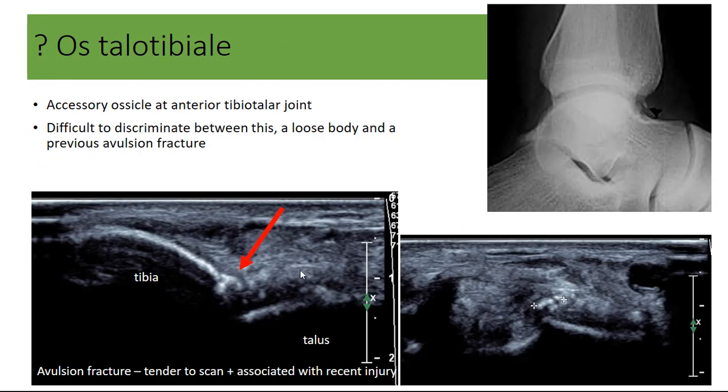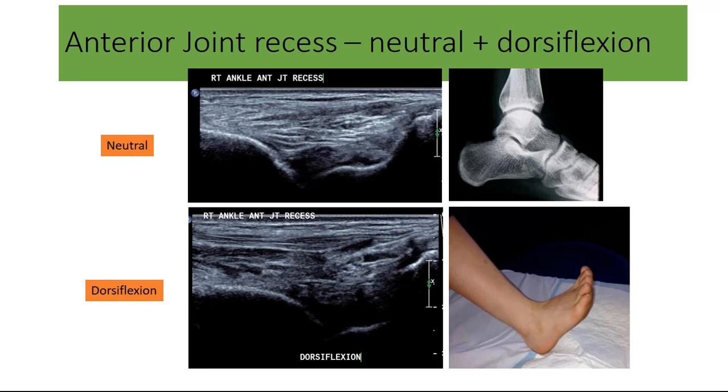We should look for any bony irregularity. There is an accessory bone called the os talotibiale, which can sit in there, although it's controversial whether that is an accessory bone or whether it is an old avulsion fracture, which is probably the more likely thing that it actually is. Here you can see that we look at the foot in neutral and then dorsiflexion, and the fluid can become a little bit more obvious.